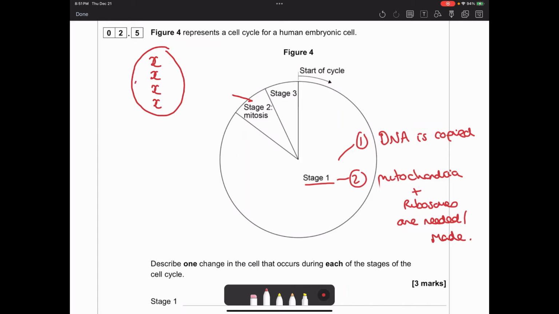In stage number 2, when you've got your DNA copied, this is when your DNA lines up in the middle of the cell and is then pulled apart to each different side of the cell. So stage 2 mitosis, you can just describe it as DNA division.